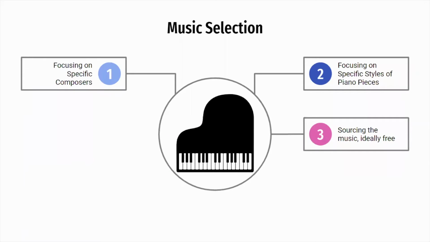So the first step in this process was to select some music to train on. So there are a number of avenues here to take. The first one was to focus on specific composers and to listen for their stylistic motifs and things that they did in their work. And then some other ones were to focus on the specific styles of the piece. So maybe a sonata or a nocturne or a prelude or a number of different styles that you could see in piano pieces. And then lastly, of course, is sourcing music.